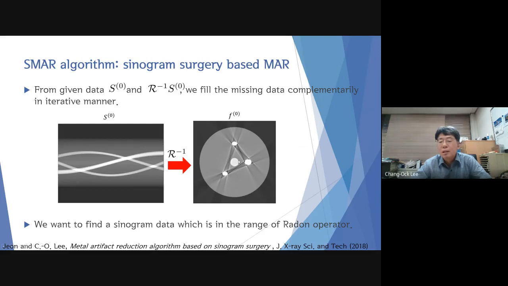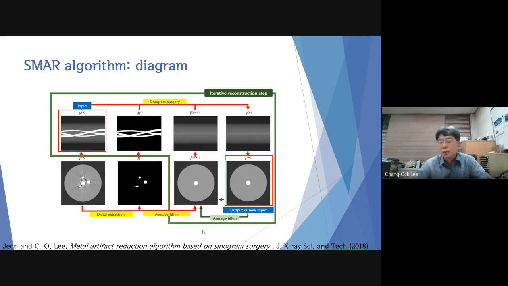And if you look at this CT data, except the metal regions or the streaking regions, the other part is the original one. So we use the original data in the sinogram and the original data in CT images, simultaneously or alternatively, to make up these metal affected regions. Using that kind of idea, we find the sinogram data which is in the range of the Radon operator. So this is the basic idea.